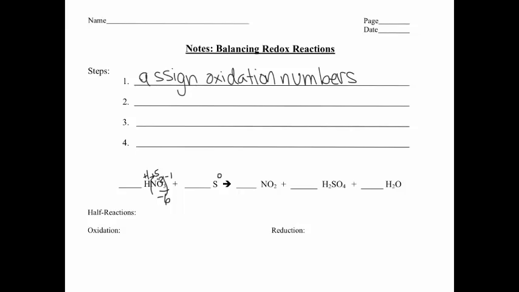And now on the product side, we're going to again see nitrogen. So let's fill in oxygen first. There's 2 of those, so that's -4. The whole thing has to total 0 this time, so N must be +4.